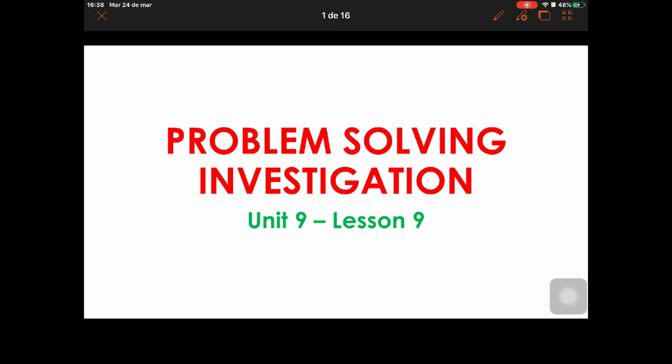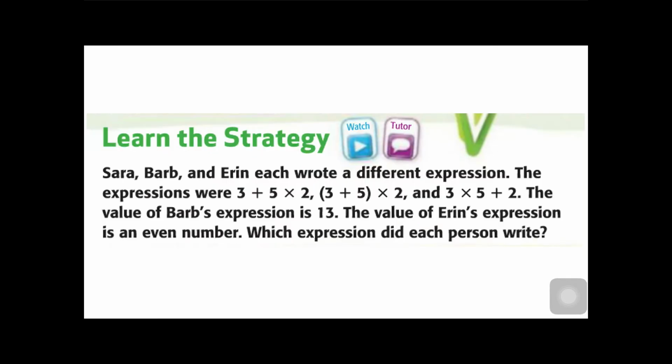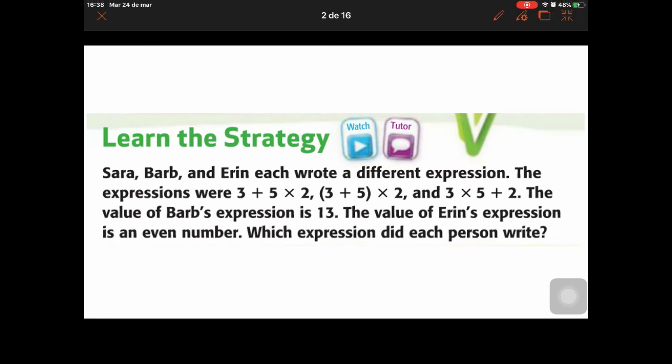Hello guys, today we're gonna work with lesson number 9 from unit 9 of your My Math book. It's page 551, problem solving investigation. So go get your book and let's work. In the first part, they ask you to learn the strategy. Let's see what problem they have for us today.